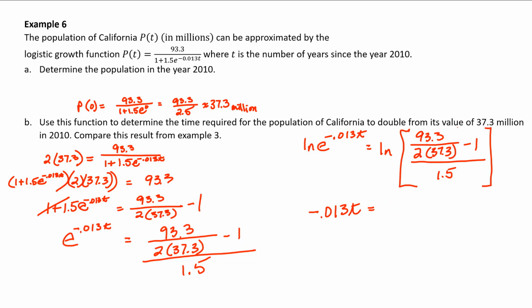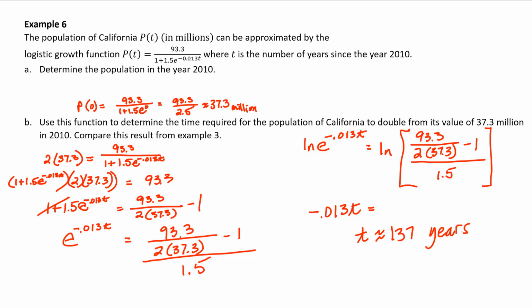And so I'm going to punch all that into the calculator. I'm going to say 93.3 divided by, in parentheses, 2 times 37.3, close the parentheses, and then say minus 1, and then hit equals divided by 1.5 equals, I'm going to take the natural log, and now I'm going to divide that by negative 0.013. And that's going to give me 137 years. So t is about 137 years.